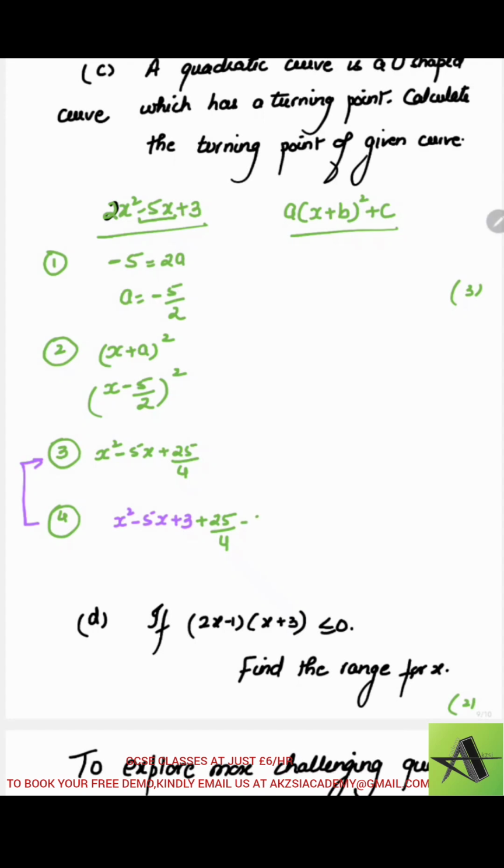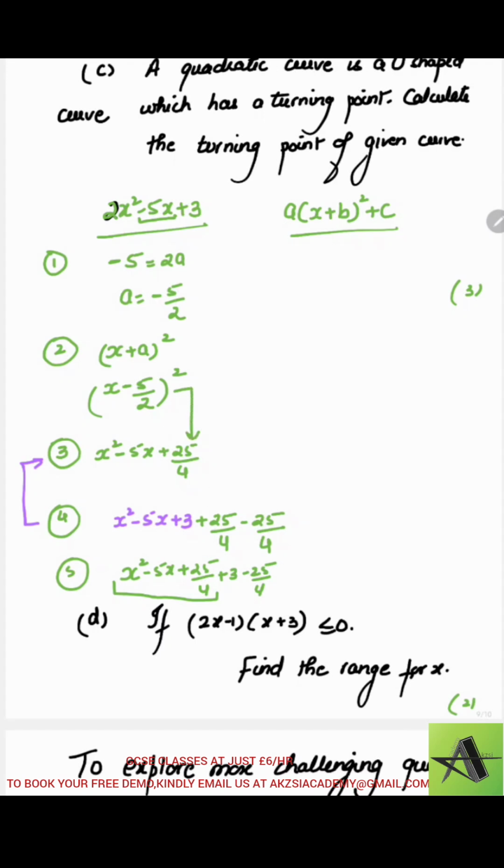Minus 25 over 4. If I'm adding something, I need to subtract it in order to maintain balance. The fifth one is the rearranging part. So x squared minus 5x plus 25 over 4 plus 3 minus 25 over 4. I just rearrange, that means swap this too. That's it.